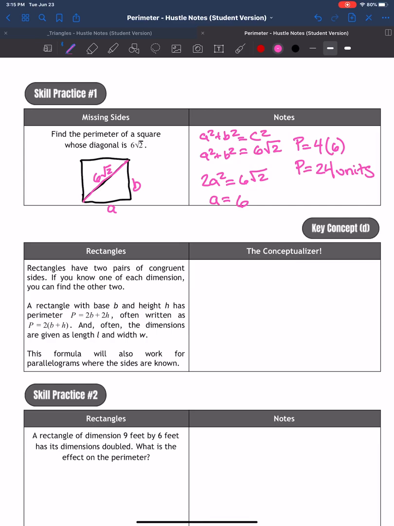Rectangles have two pairs of congruent sides, so basically here's your rectangle. That means that this side is congruent to this side, and this side is congruent to this side, or they are equal. Your perimeter is 2 times your base plus 2 times your height, or length times width, depending on how you want to use your wording.